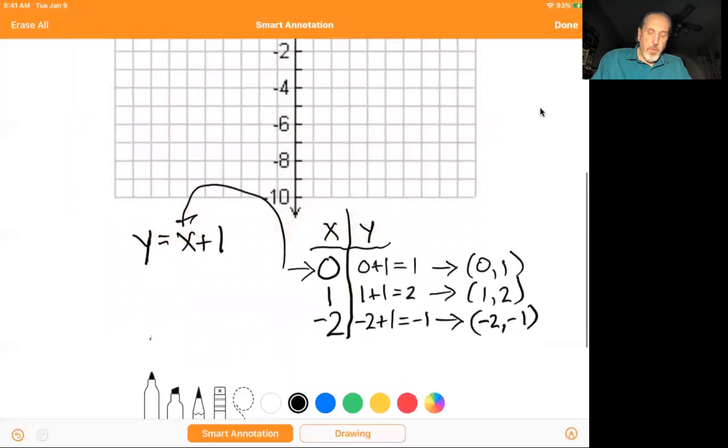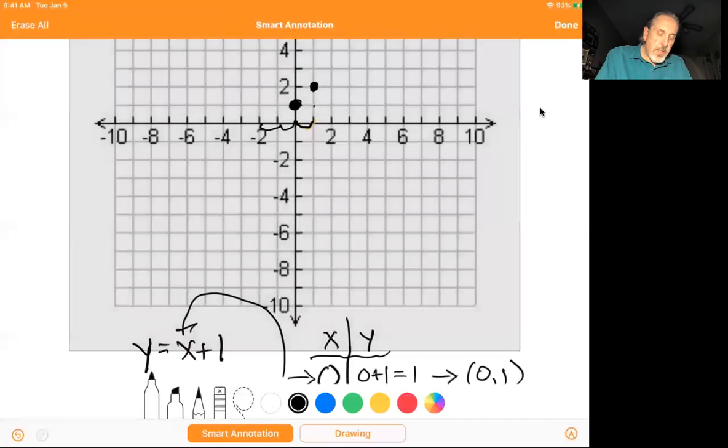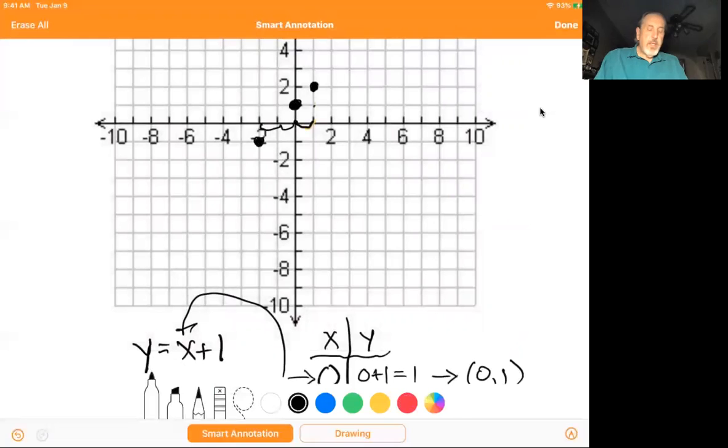And then the third point was -2, -1. So again, starting at the origin, I'm going to move 2 units to the left, and then I'm going to drop down a unit, and there is my third point. And you can see that those 3 points do form a line.